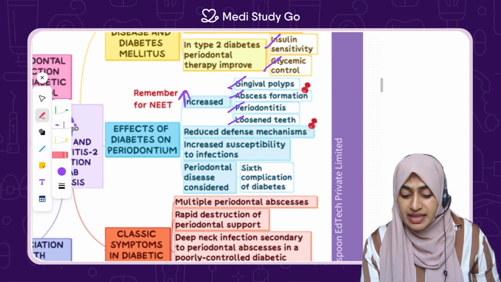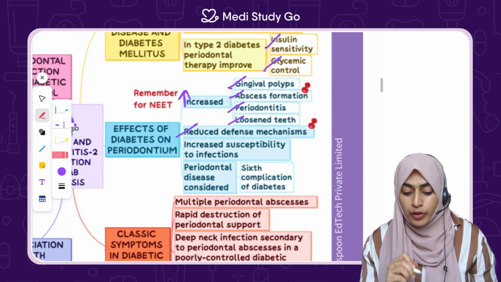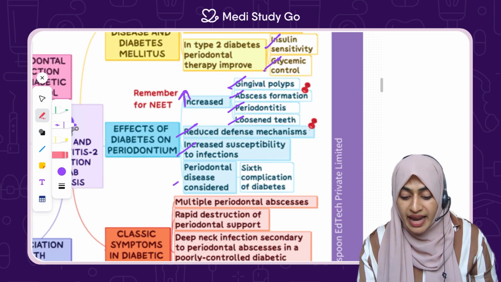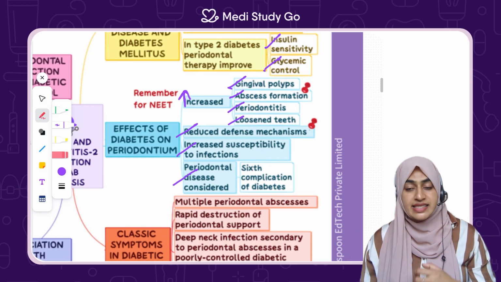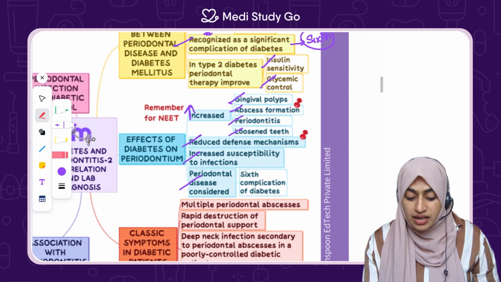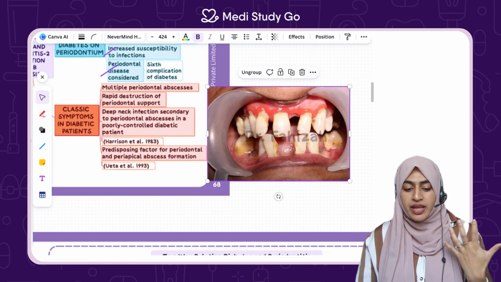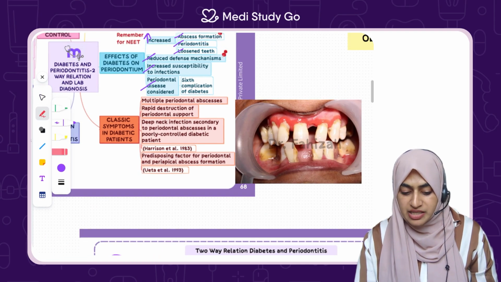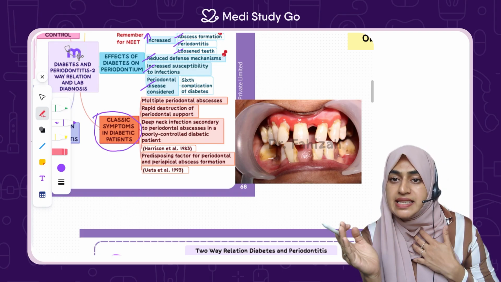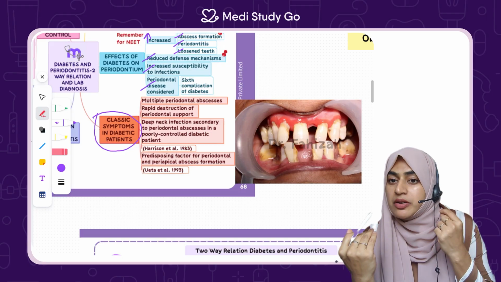What else happens? There is a reduced defense mechanism, that also we have discussed, so please don't forget to write this. Increased susceptibility to infections, and periodontal disease is considered as the sixth complication of diabetes. Now, what are the classic symptoms of diabetes patients? So now, if you're talking about the classical symptoms of a diabetic patient, what are the different signs? So when a patient comes, usually you can see a thick inflammatory band.